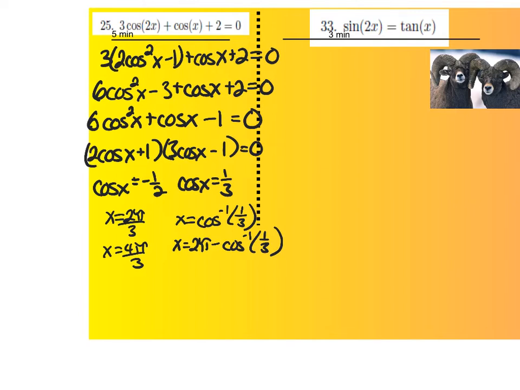I don't know why I did that. There's supposed to be a highlighter.